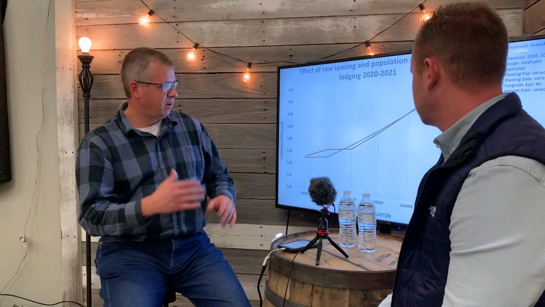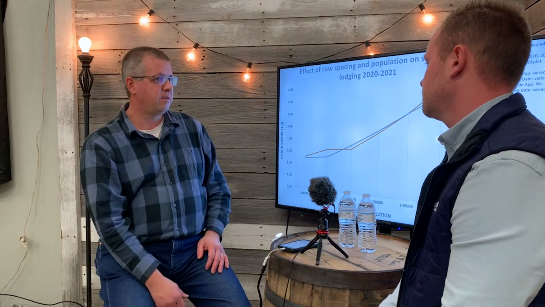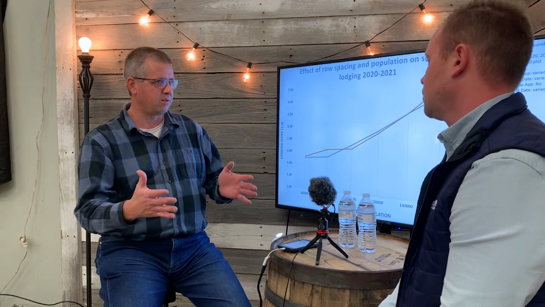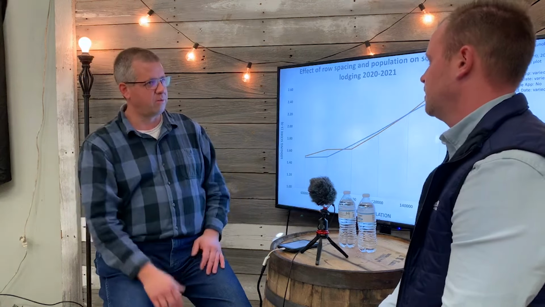Now, when we talk about narrow rows, one thing we could be concerned about is, if you're going to go into narrower rows, would you see more lodging, or would you see more lodging in 30-inch rows where the plants are closer together? So we know as we crowd plants, they grow a little bit taller, they're a little more likely to fall over.